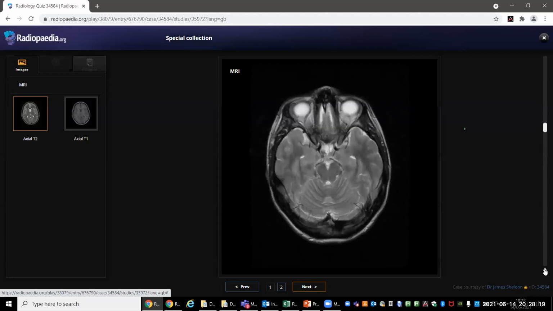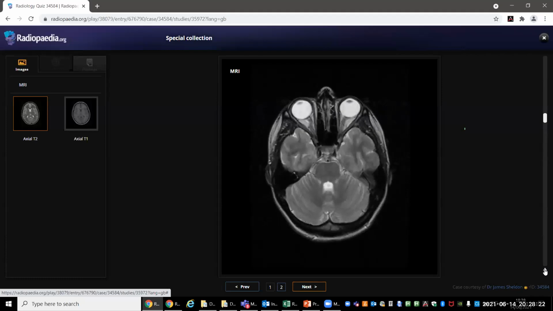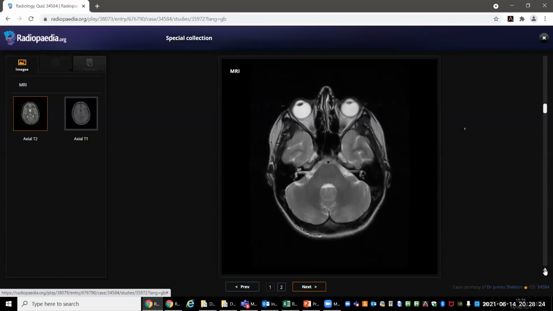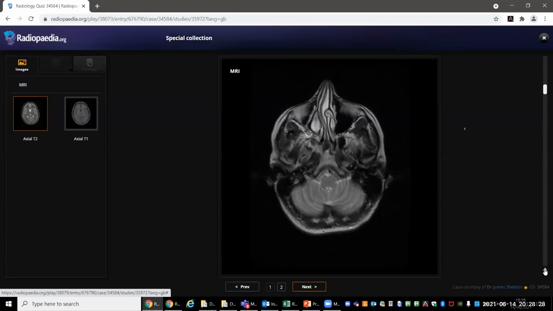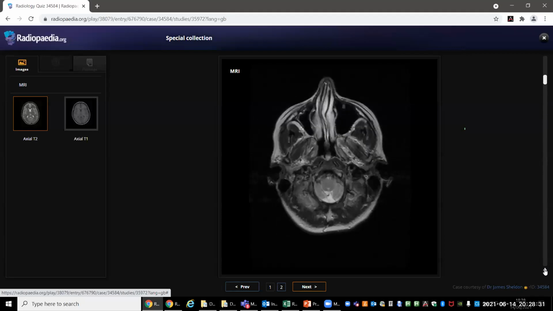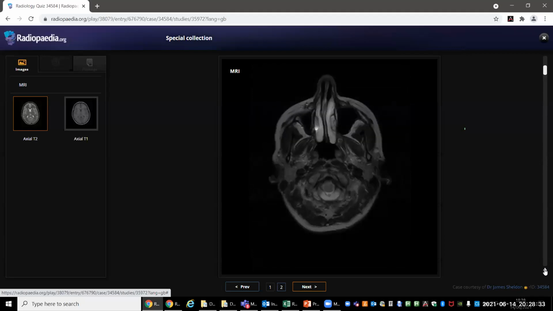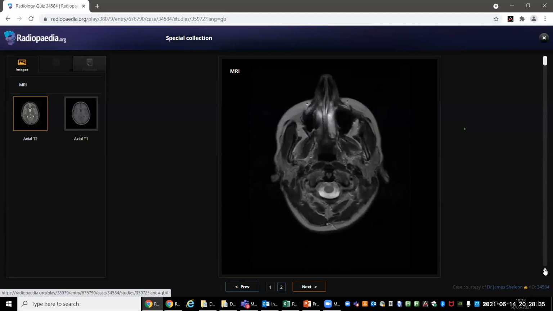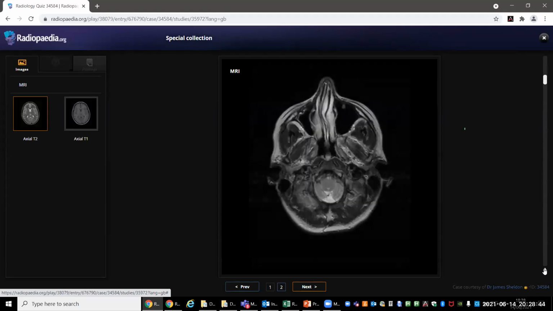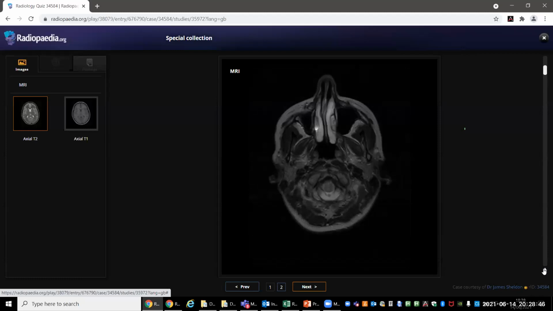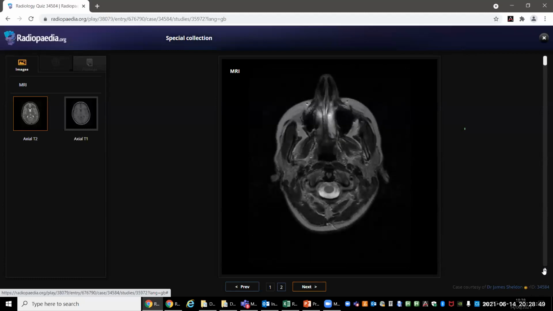The midbrain is normal. Can I have the history of the patient? Is there any complaint? This is a 30-year-old female who presented with headache. With headache, okay. I'm a bit suspicious about visualizing some part of the cerebellar tonsils, which I can see in the foramen magnum. It's normal.